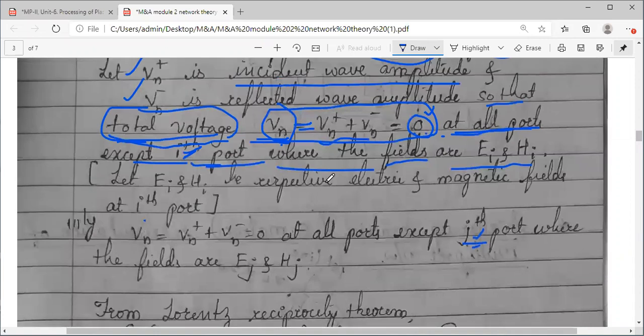So what is the condition? This Vn is equal to 0 is true for all the ports except these two ports, the ith port and the jth port, where the field values are, for the ith port, electric and magnetic fields Ei and Hi, and for the jth port, the electric and magnetic fields Ej and Hj. I am making use of these electric and magnetic fields because our variables are traveling waves, which have both amplitude and phase. So they are electromagnetic waves traveling, hence I need to consider the fields.